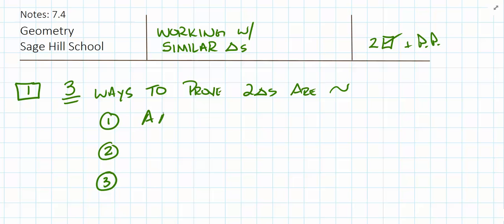First one is called AA Similarity. Yep. So they're kind of similar. No pun intended. But I got that, yeah.